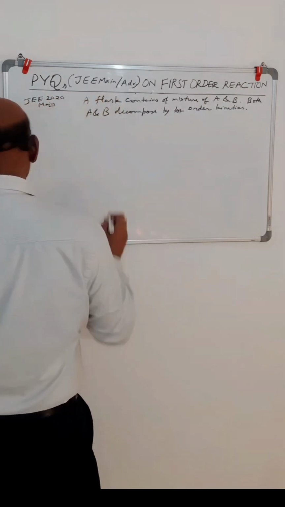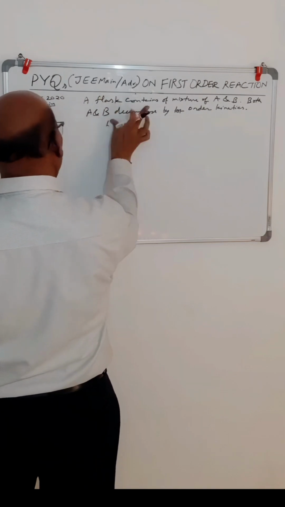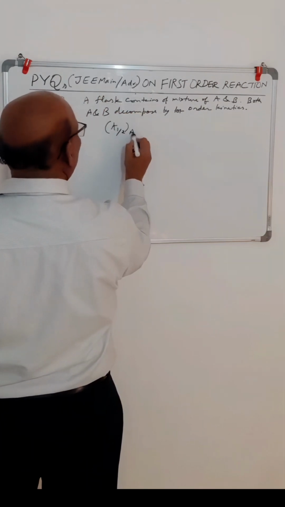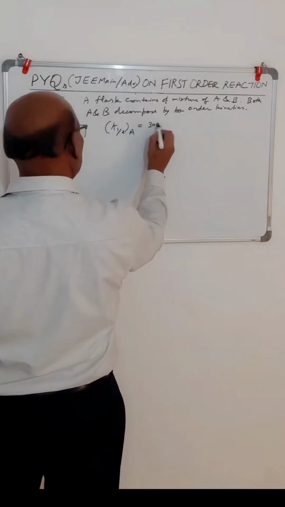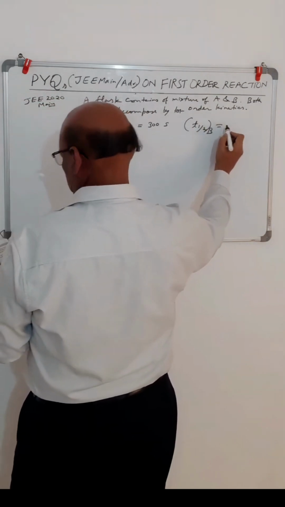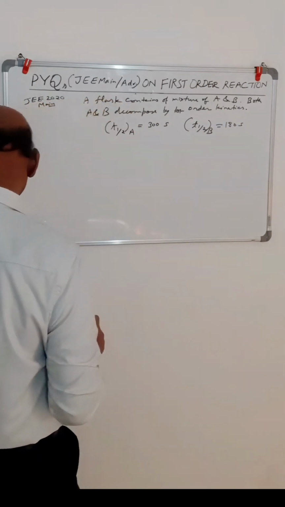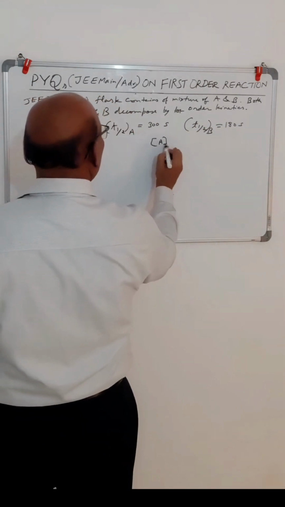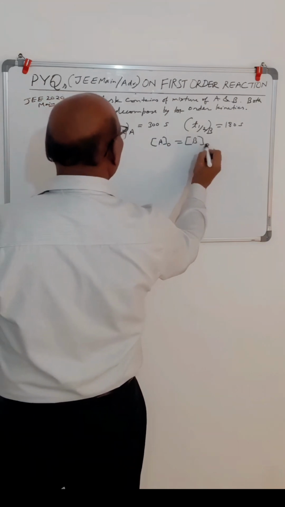The half lives of A and B are given to us. T half for A is given to us as 300 seconds, and T half for B is given as 180 seconds. It is also given that initial concentration of A is equal to initial concentration of B. These are the given data.